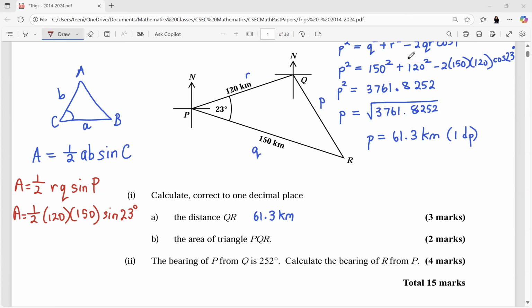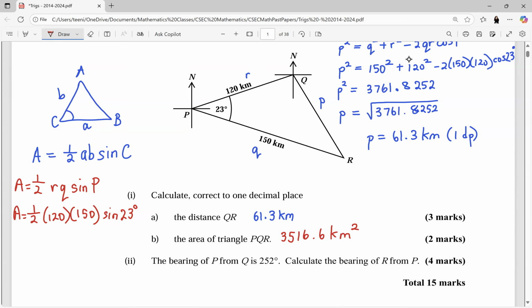Okay. Finally finished? Yes. What did you get? 3,516.580156. Take it to one decimal place. Oh, well, then 0.6. Correct. That's the answer. 3,516.6 km squared because it's area, right? So area has to be in square units.